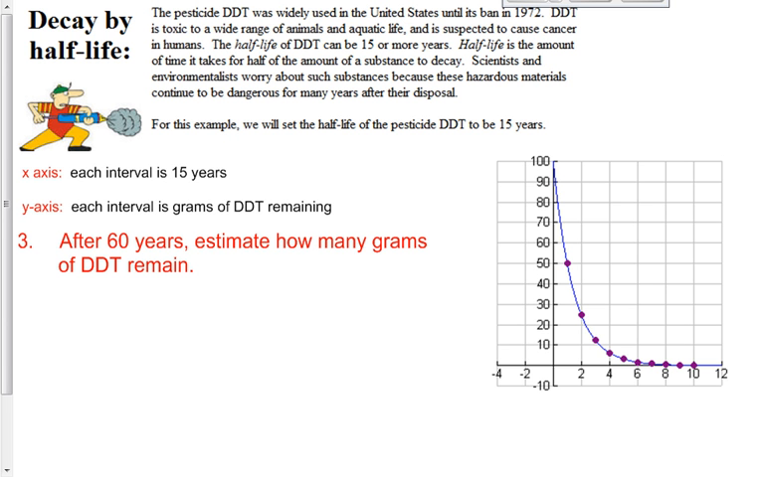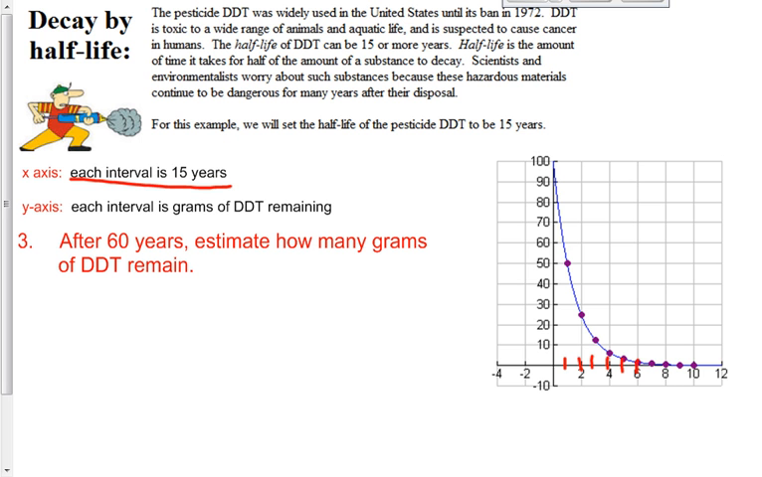So if we look at this one, on the x-axis, each interval is 15 years. So when x is 1, it's actually 15 years. So 2 is 30, 3 is 45, 4 is 60, 5 is 75, 6 is 90, and so forth, okay? And then for our y-axis, each interval is grams of DDT remaining. So after 60 years, estimate how many grams of DDT remain.